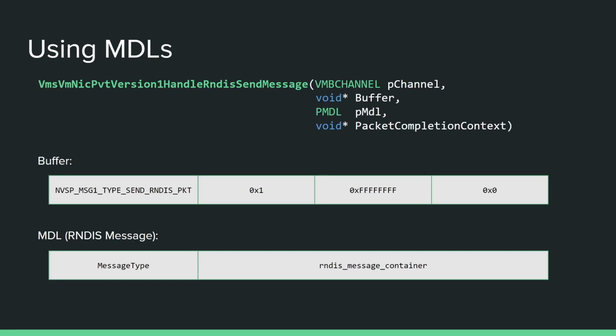So just to sum up what sending packets with MDLs looks like, there is the buffer that specifies that an Ndis message is being sent, 1 for control channel, and the important part is the dword that specifies -1 for section index. And then the memory pointed to by the MDL has the actual Ndis packet, both its type and the different Ndis fields that are dependent on the type.